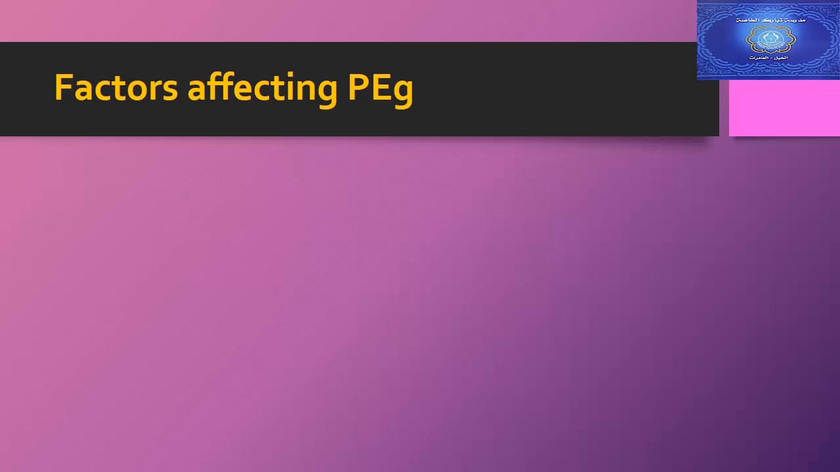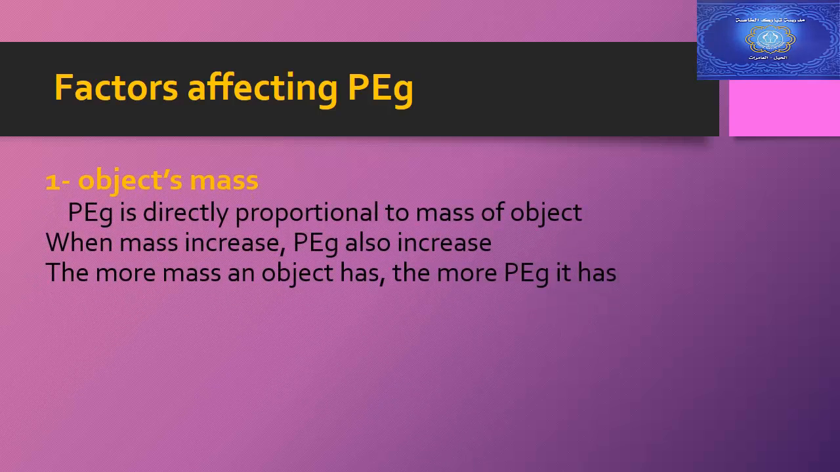Factors affecting gravitational potential energy. From the last formula we know that gravitational potential energy can be calculated by using mass times the gravitational field strength times height. It means that the first factor is mass or the object's mass. Gravitational potential energy is directly proportional to the mass of the object. It means when mass increases, gravitational potential energy also increases, or when mass decreases, gravitational potential energy also decreases. The more mass an object has, the more potential energy it has.